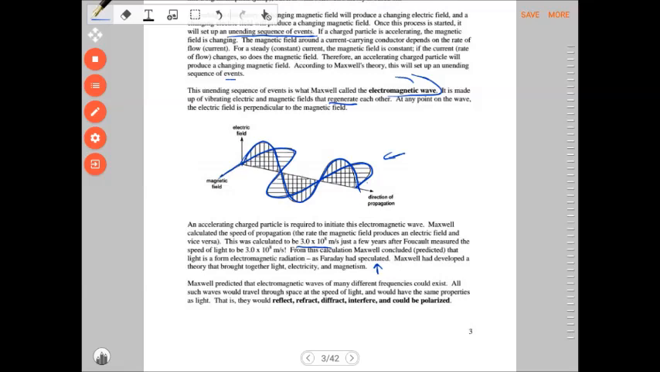Maxwell predicted that electromagnetic waves of many different frequencies could exist. All such waves would travel through space at the speed of light and would have the same properties as light. That is, they would reflect, refract, diffract, interfere, and could be polarized. And we're going to talk about all of those things in the coming lessons.